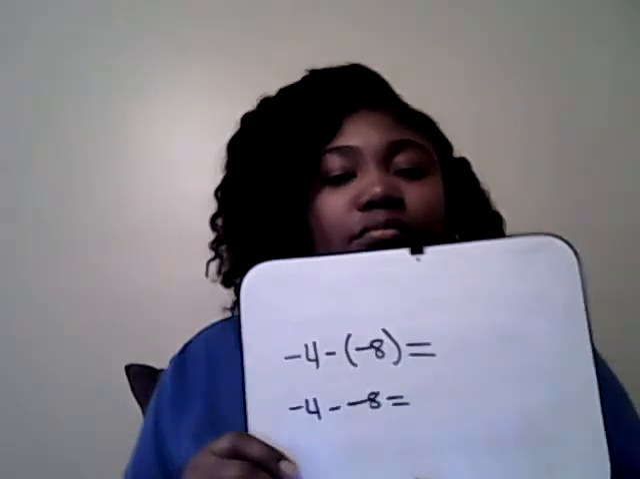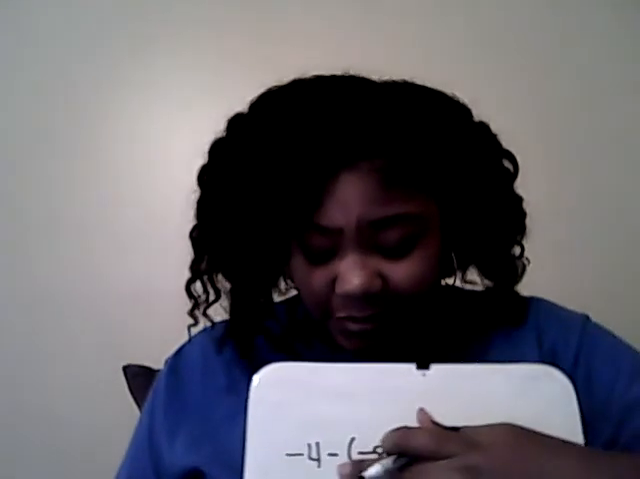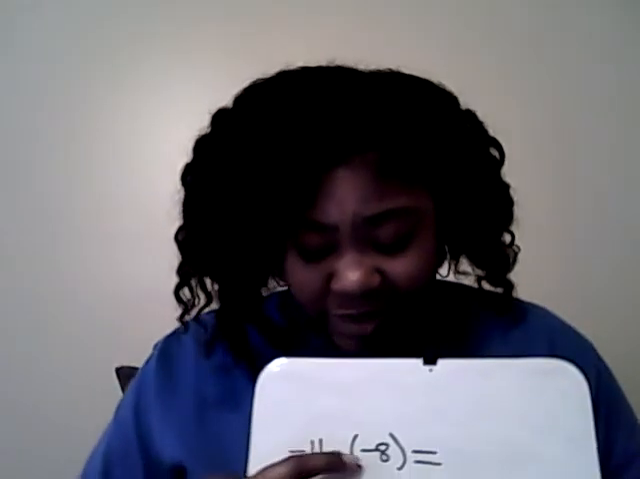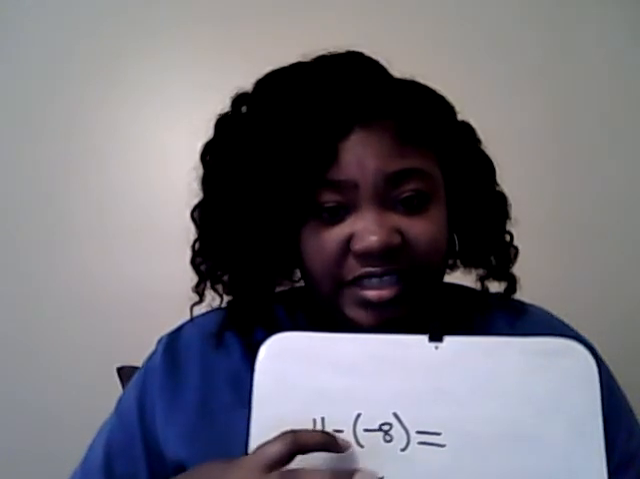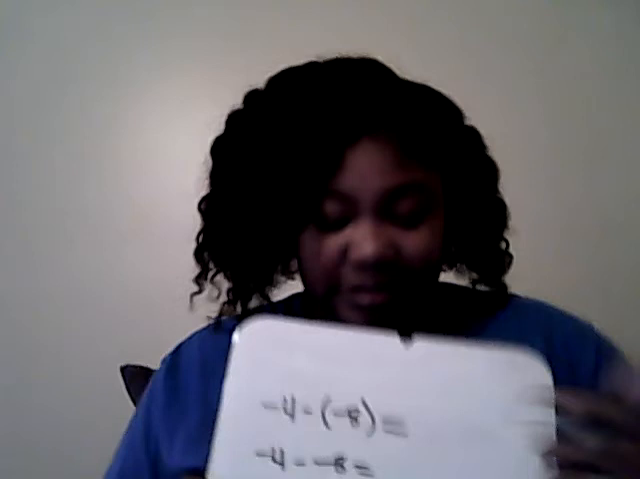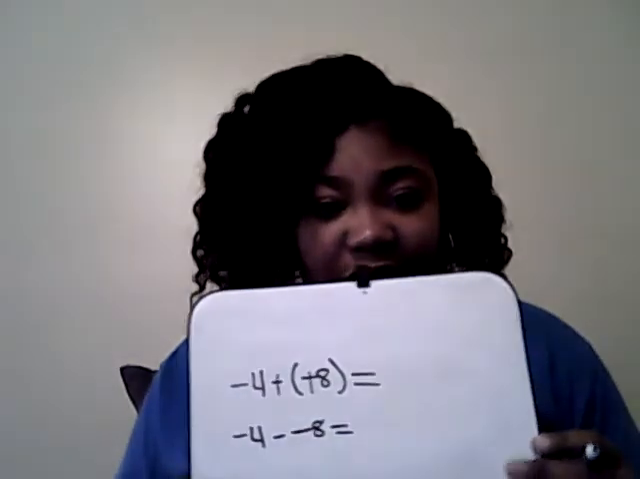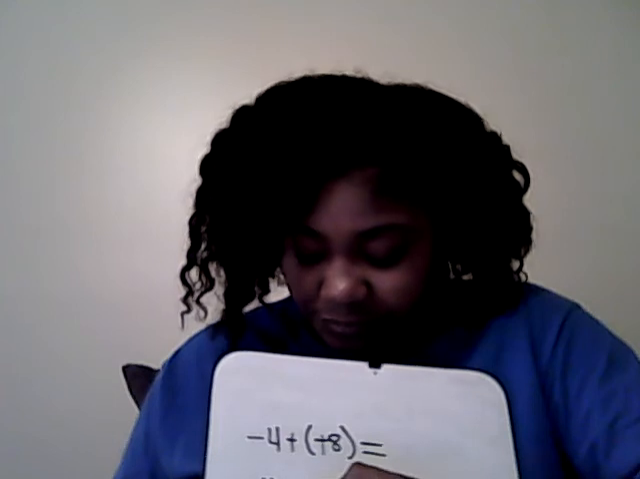Alright, so it's the same as, okay, when it's set up like this and you have a subtraction sign and then you have another one in the parentheses and they're side by side like that, go ahead and cancel out. That's all you're gonna do. So negative and negative cancel out and make it positive. So it's just one big positive sign.